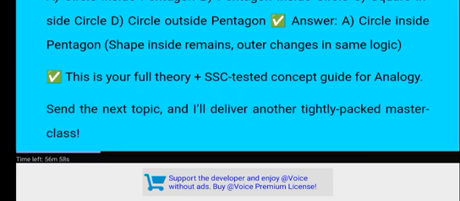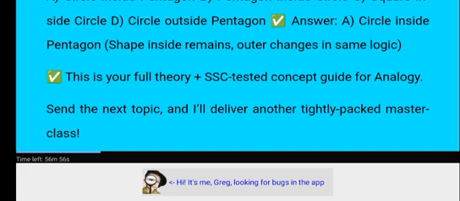Word-based analogy. Complete theory for SSC CGL and SSC Phase 13. Word-based analogy is one of the most frequently asked and high-scoring areas in SSC exams. It tests your vocabulary, conceptual association, and logical pairing ability.